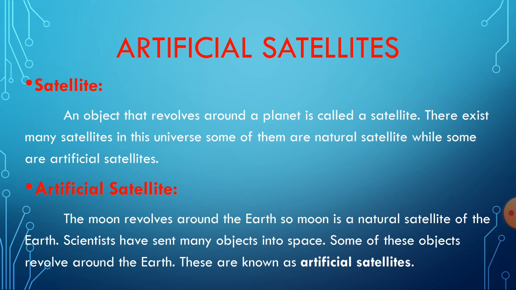This planet may be any planet like the sun, moon, earth, Mars, etc. Sorry, the moon is not a planet, and it is a natural satellite, as it is always moving around the earth. So the moon revolves around the earth, so the moon is a natural satellite of the earth. Scientists have sent many objects into space, and some of these objects revolve around the earth. These are known as artificial satellites.